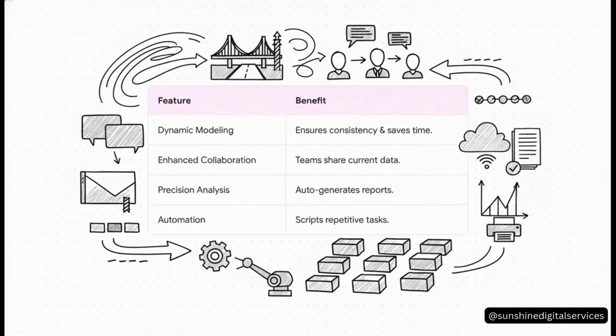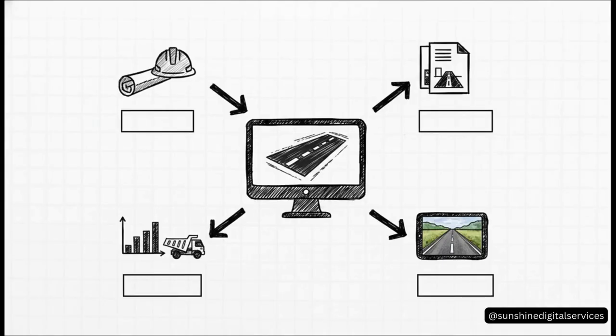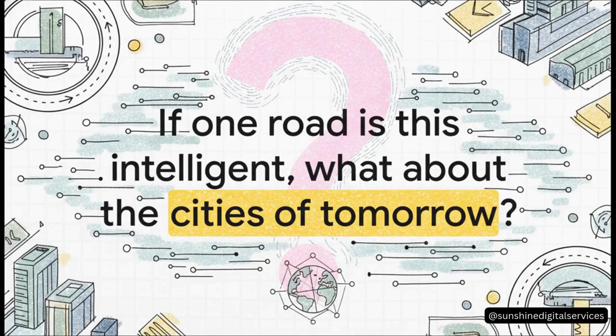It lets whole teams collaborate on the most current data through the cloud. You get precision analysis with detailed reports generated automatically. And it automates all those boring, repetitive tasks like creating hundreds of cross-section drawings. And from this one single intelligent model, engineers can generate absolutely everything they need for the real world. We're talking the final construction plans for the crew on the ground, all the cross-section sheets, detailed reports on material volumes, and even beautiful 3D visualizations to show stakeholders exactly what the final project is going to look like.